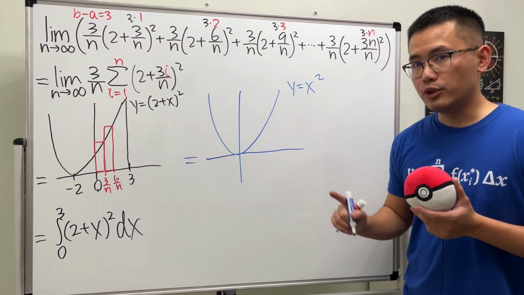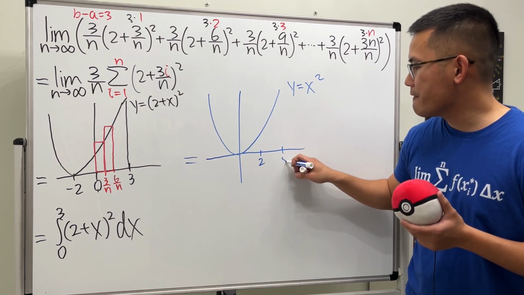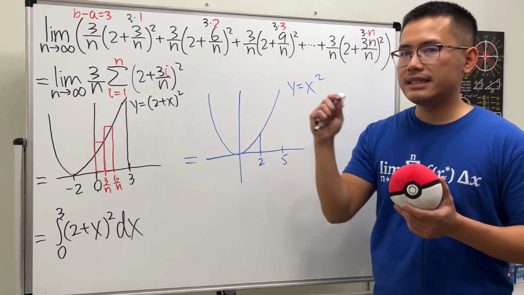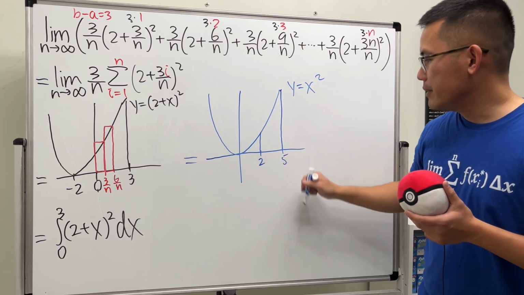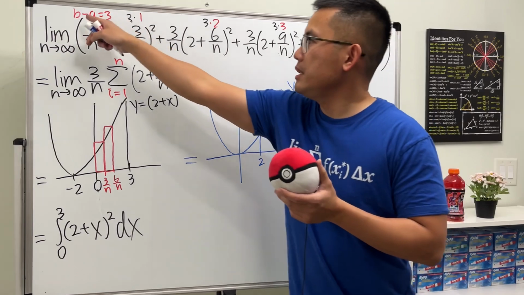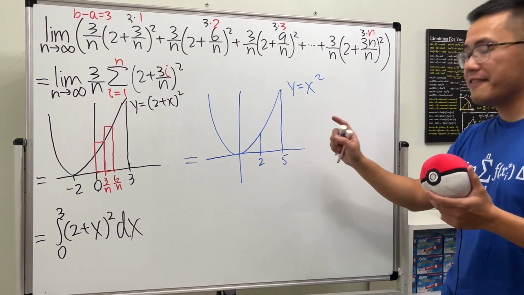But if we are talking about just x squared, then we will have to integrate it from 2 to 5. Why 2? Because as you can see, everybody has that 2 inside. All right, and then why 5? Because remember, this length right here has to be 3 because b minus a has to be 3. If we start at 2, we'll just go up to 5.